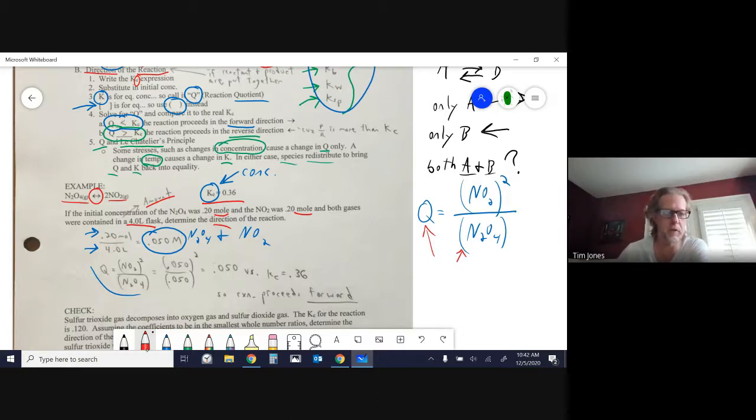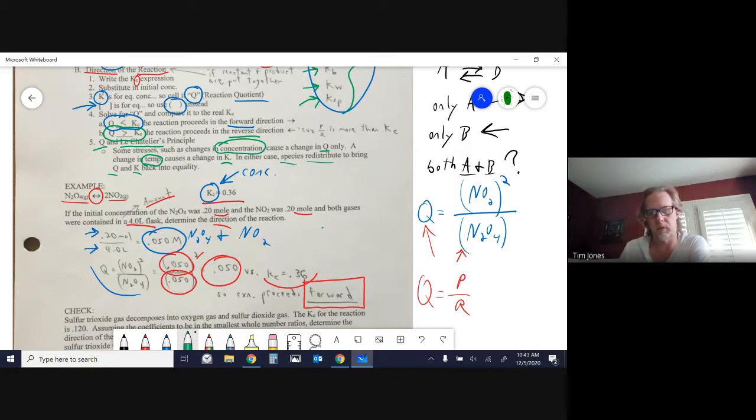So I plugged in my numbers here and here. I still have the little squared. You do the math and you get 0.050. You compare this to the K that was given above, and notice the Q is smaller. And if you think about it, since Q is products over reactants, that means we have not made enough product yet to get to equilibrium. So this reaction goes forwards.